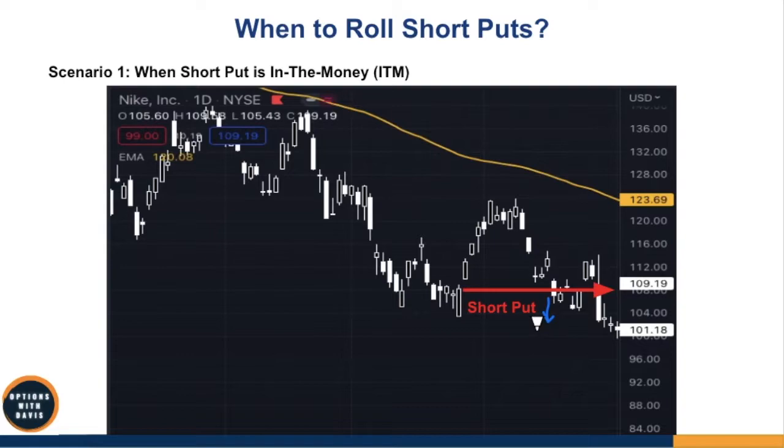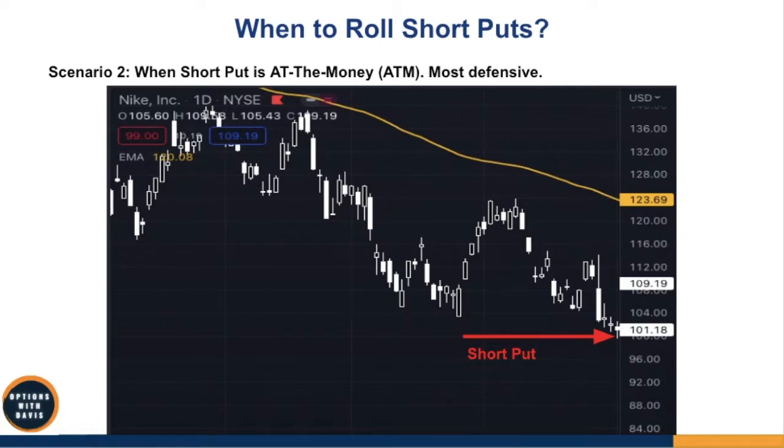So once you roll, most likely you want to roll out and down. So you roll to a further expiration date and you try to roll as far down as possible of a strike price that you can get. Okay, so this is the first scenario, which is to roll when the short put is in the money. Now the next scenario is when the short put is at the money. Now this is the most defensive, right? So you most likely do not want the put to have any chance of getting assigned.